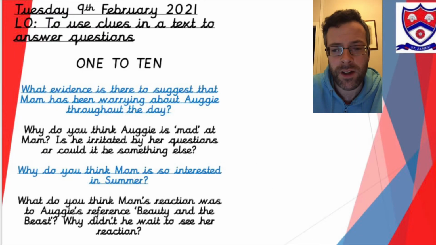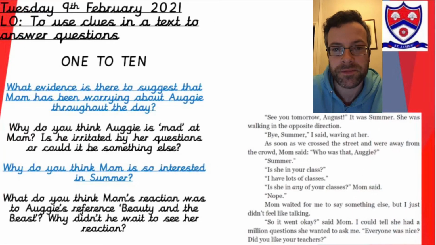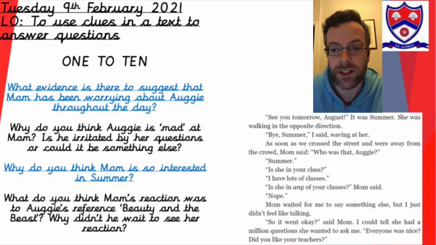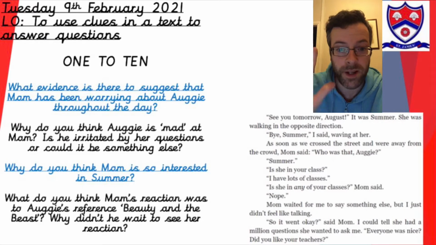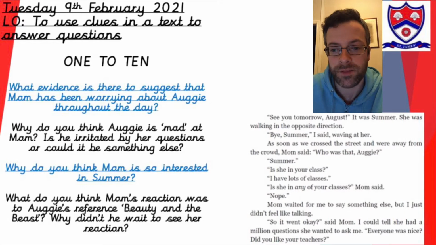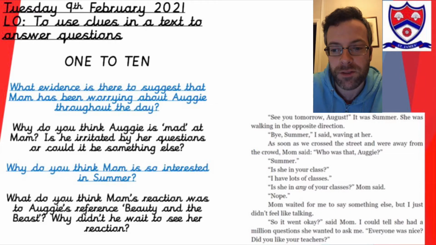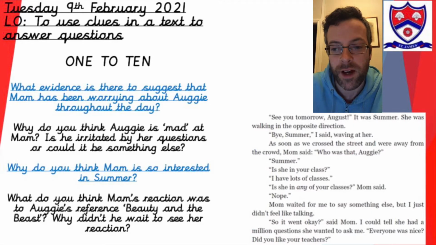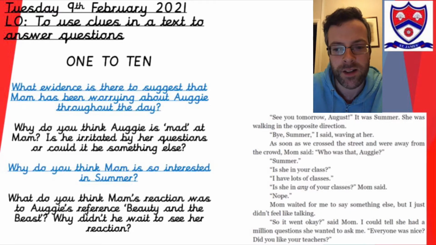"It looks too heavy, Oggy." She started to take it from me. "Mum," I said, pulling my backpack away from her. I walked in front of her to get through the crowd. "See you tomorrow, August." It was Summer. She was walking in the opposite direction. "Bye, Summer," I said, waving at her. As soon as we crossed the street, and were away from the crowd, Mum said, "Who was that, Oggy?"